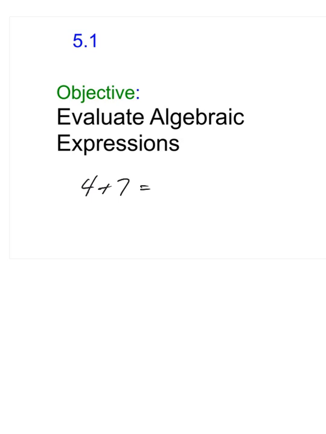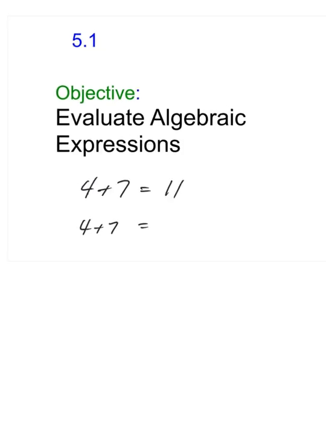Now, most of you know that 4 plus 7 equals 11, but this equal sign has some power to it, because it doesn't just mean it equals 11. It's not just the sum of what the other side is. 4 plus 7 also equals, could be 8 plus 3. 4 plus 7 could also equal 12 minus 1.